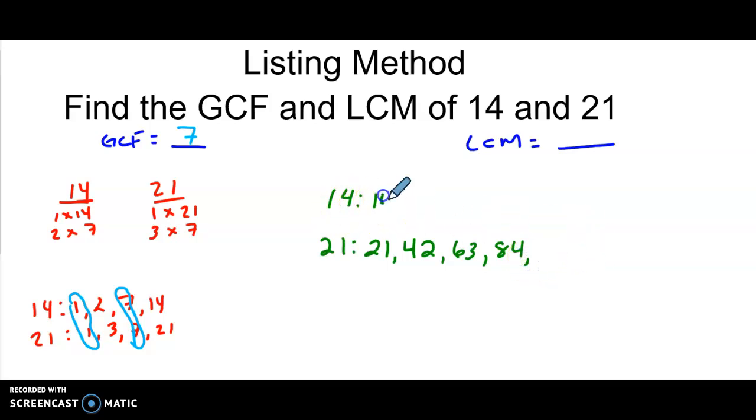1 times 14 is 14. 2 times 14 is 28. 3 times 14 is 42. Oh, hold on. There we go. 42. So my least common multiple is 42. Pretty easy, right? Now, honestly, this is the long way. There's a shortcut, and we're going to learn that tomorrow.